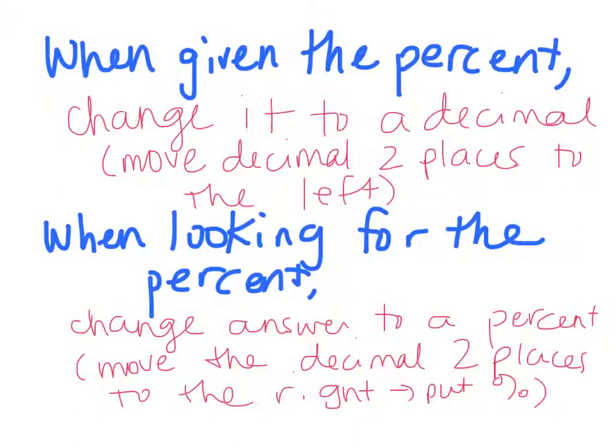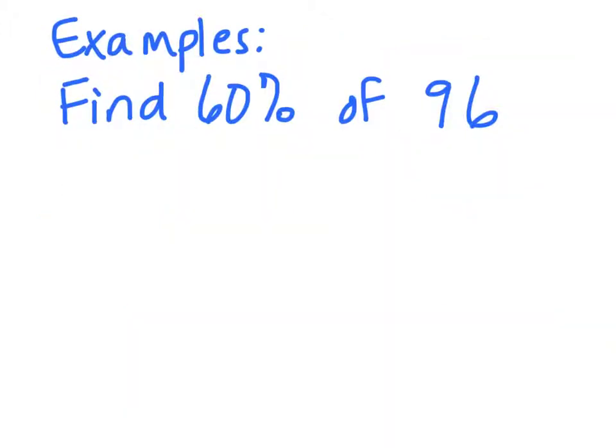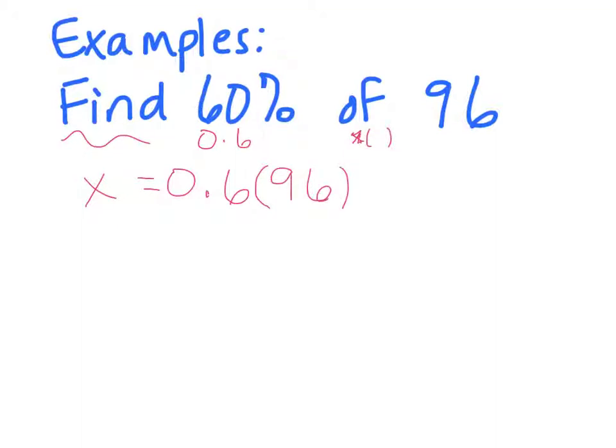On the first one, we're going to take off the percent sign. Okay, let's do some examples. Find 60% of 96. Now, we don't see something that says what is or what number, but when you see that word find, that means that you're looking for something. So find, so x, and we want to know x is 60%, so again, change it to a decimal, 0.6. Of means times, so no x's, we'll use parentheses, times 96.